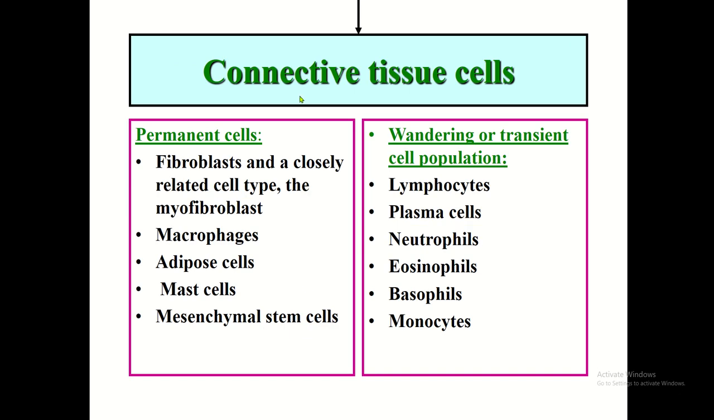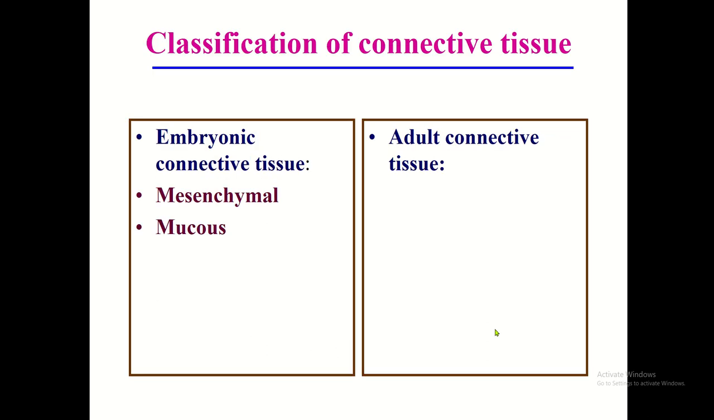The connective tissue cells are of two types: permanent cells and wandering cells. Permanent cells are the fibroblast, macrophage, adipose cell, mast cell, and mesenchymal stem cell. Wandering cells are lymphocyte, plasma cell, neutrophil, eosinophil, basophil, and monocyte.